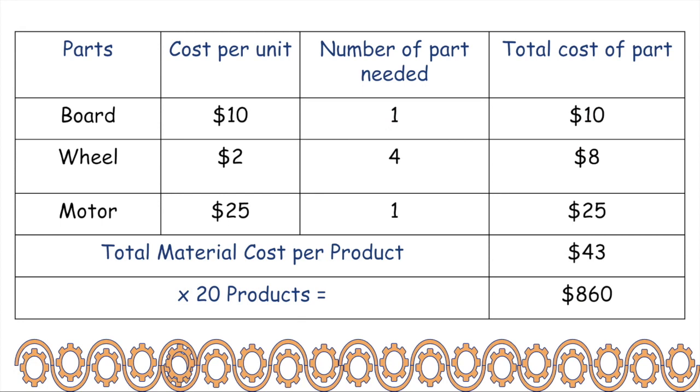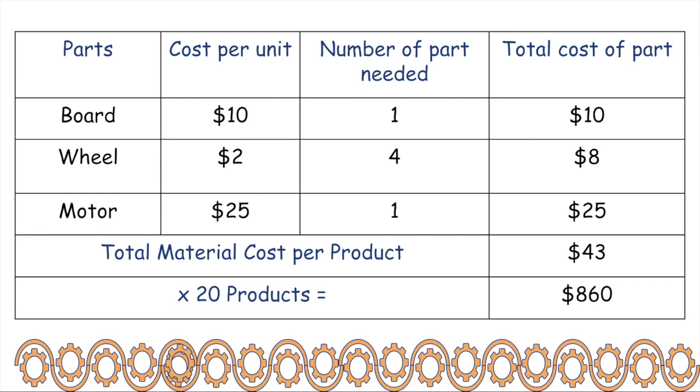And this is how exactly it should look. If you've used the worksheet provided in the link, you just have to fill in the blanks. Nothing too complicated. You have to list the name of the parts that make up the product, and then list the cost per unit and then the number of parts needed. You have to multiply both numbers. That will give you the total cost of the part.